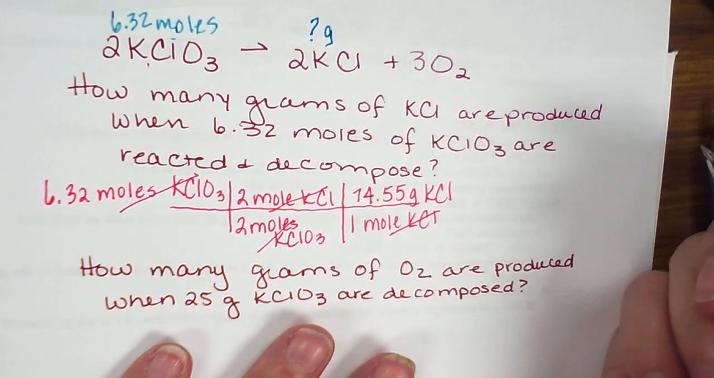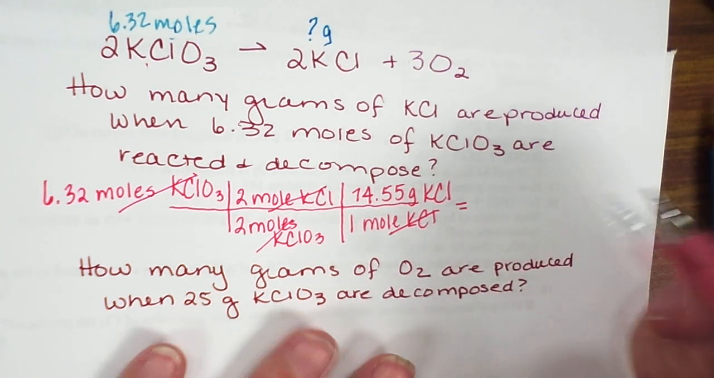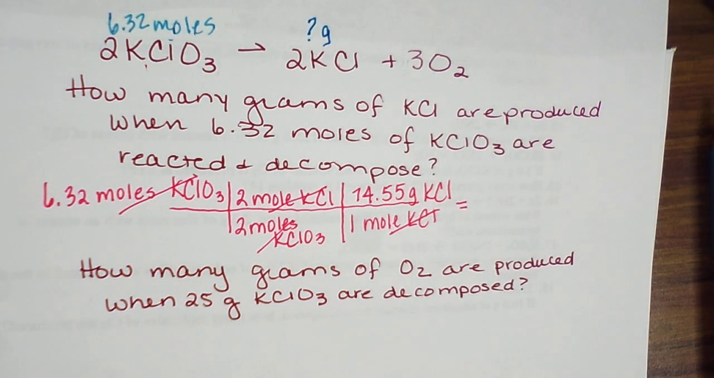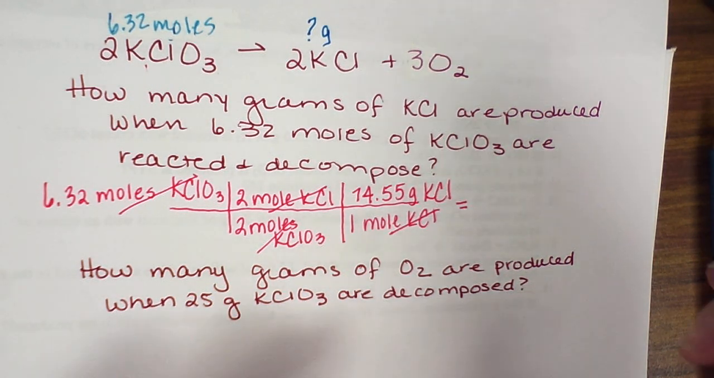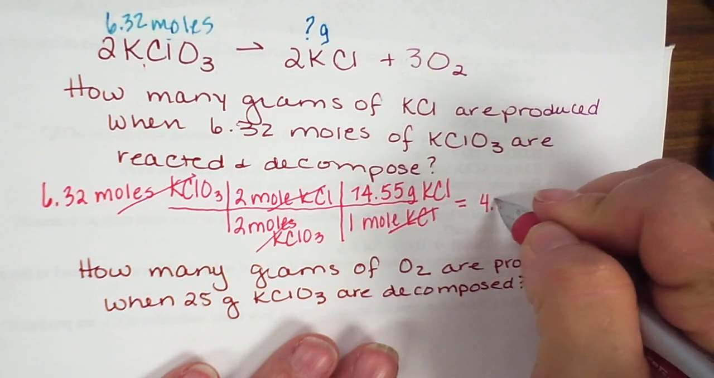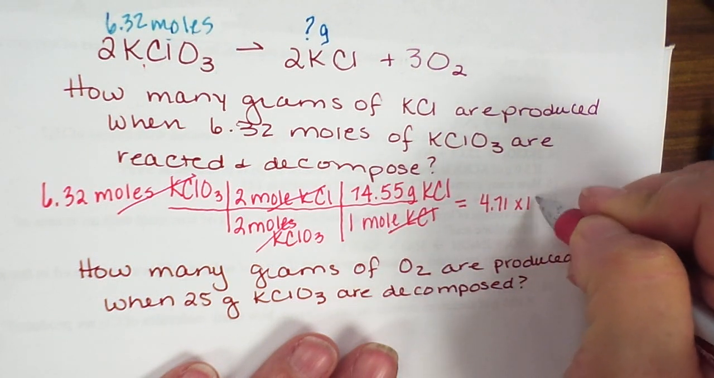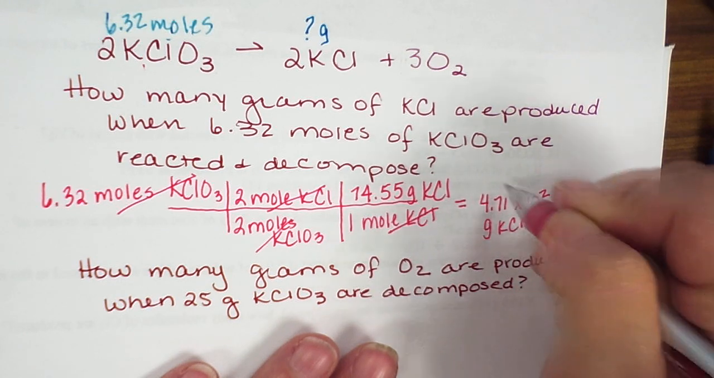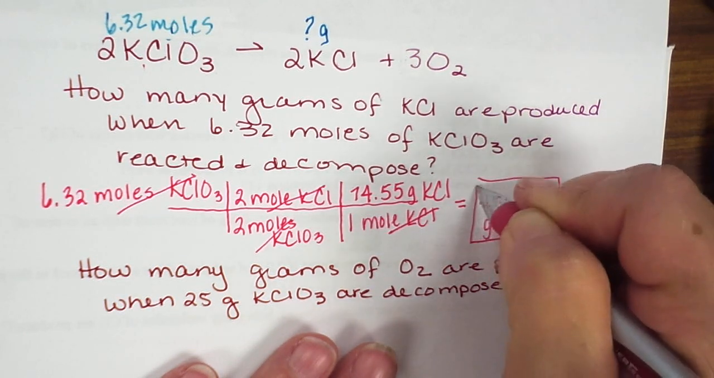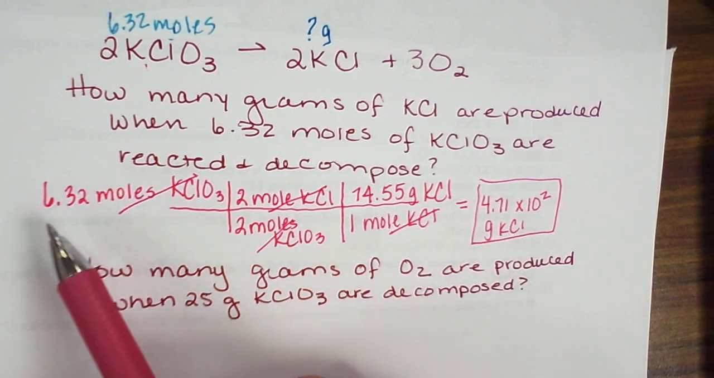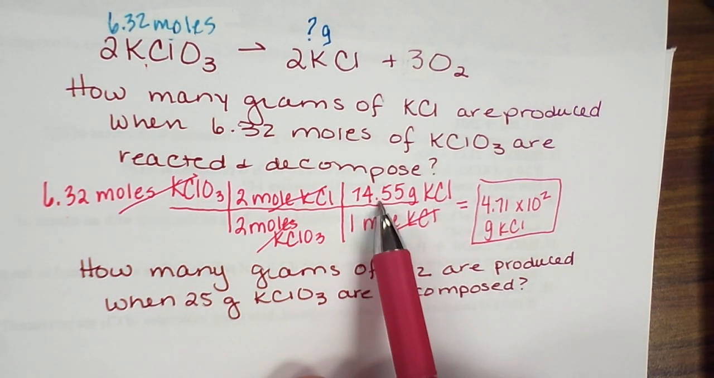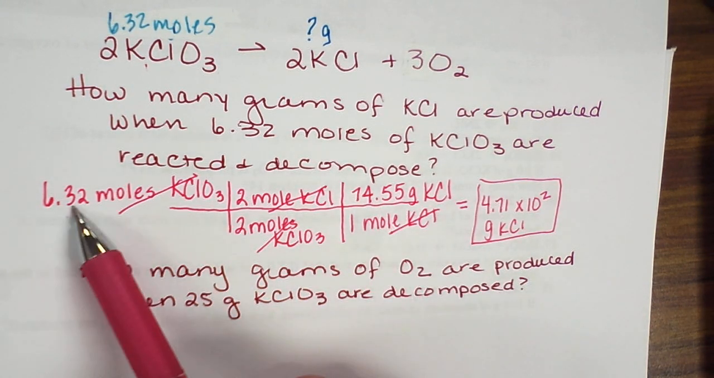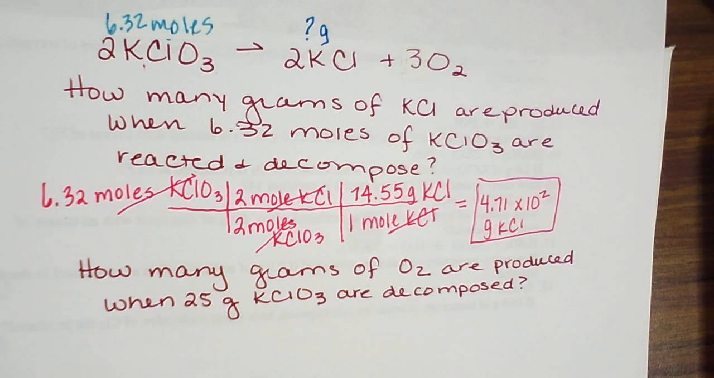Now I can cancel out my moles, and I'm left with grams of KCl. Now I run this through a calculator, right? And I'm going to get 4.71 times 10 to the 2 grams of KCl. Notice I have 3 digits here and 3 digits here. I could have 4 for the molar mass, but 3 is less than 4.